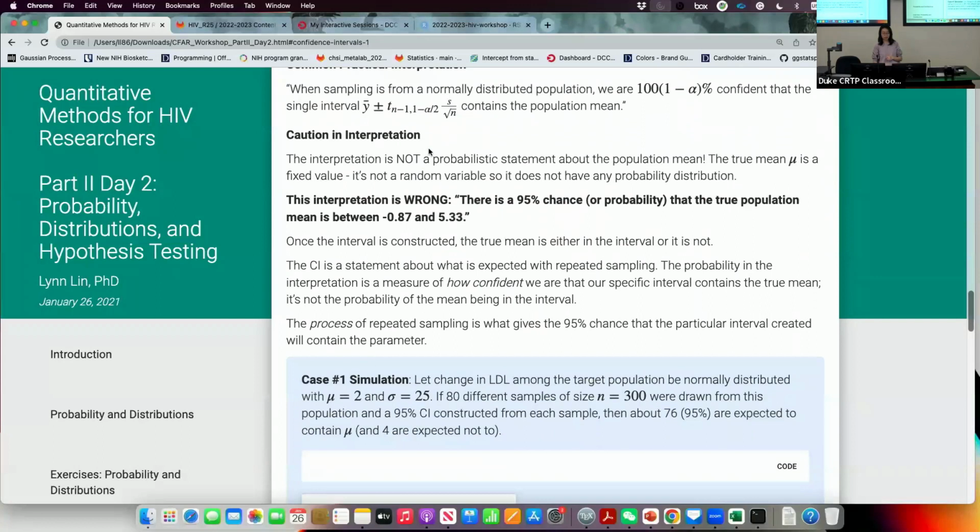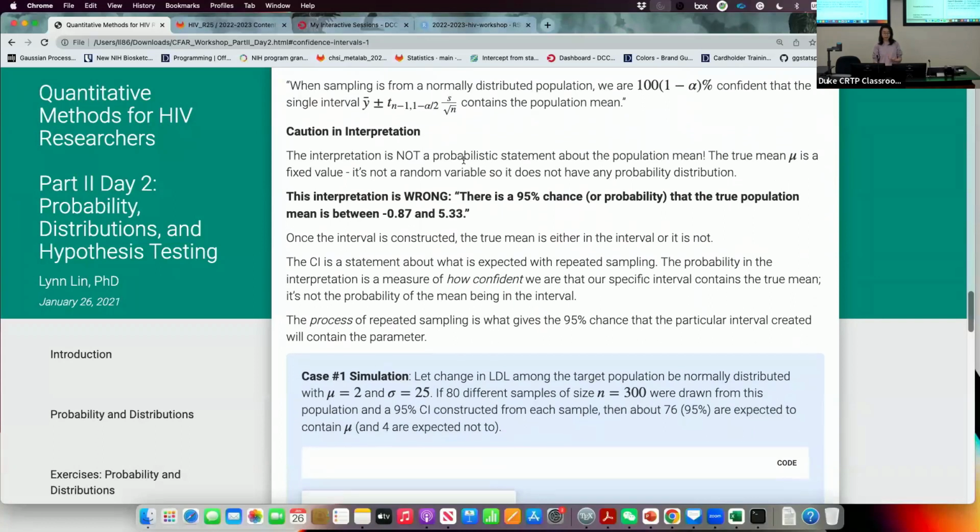But sometimes people make a mistake by putting this probabilistic statement on the population mean. Remember, when we talk about a population, whether it's the population mean or population variance, the parameter associated with the population is a constant. It's a fixed value. If you have already defined a whole population, the population mean will never change. For example, if it's time independent, the population mean is always 2.